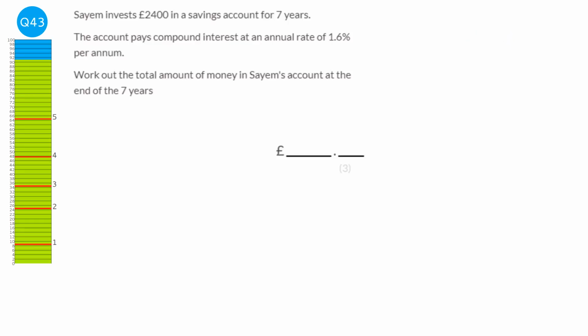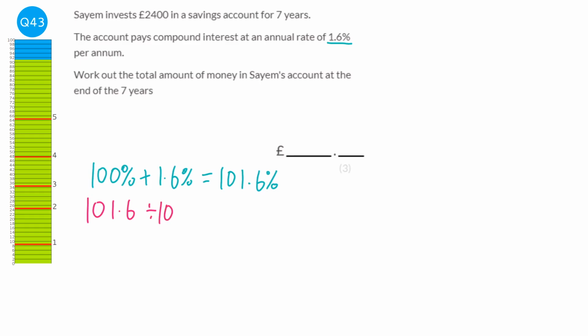Okay, so we're going to start off by working out the multiplier. We always start off with 100%, and we're told that the compound interest rate is 1.6%, so we're going to add 1.6% to the 100%, and it's going to be 101.6%. Okay, make that into a decimal by dividing it by 100, and this will give us the decimal or the multiplier. So the multiplier is 1.016, and so anytime we want to increase something by 1.6%, we just times it by 1.016.